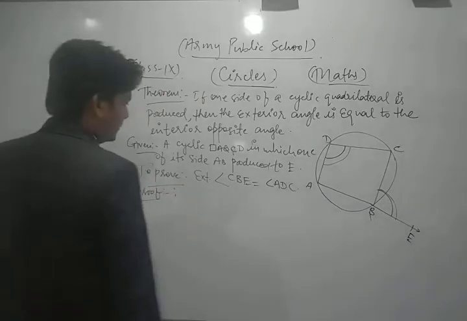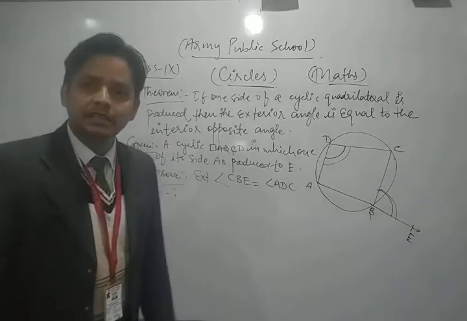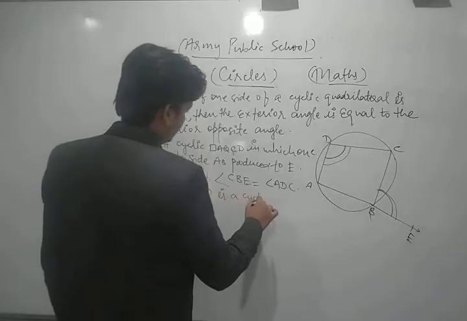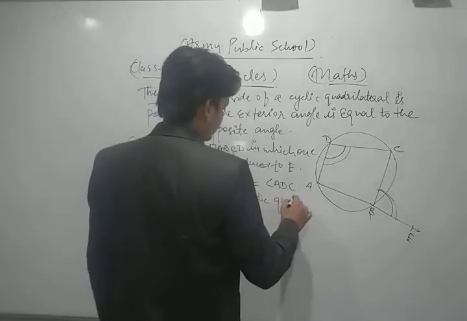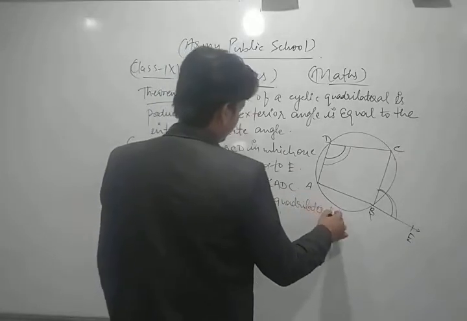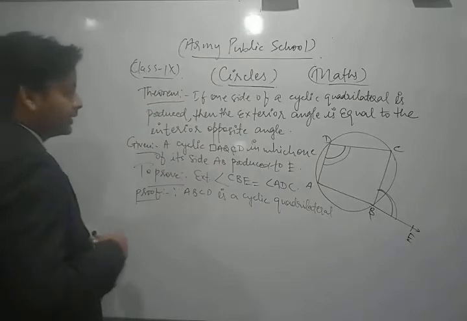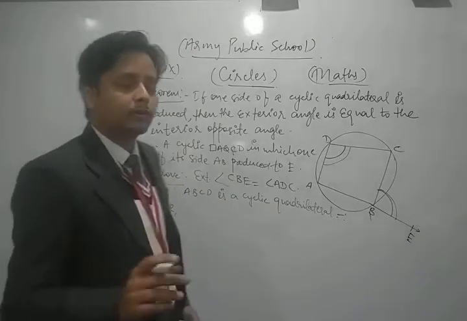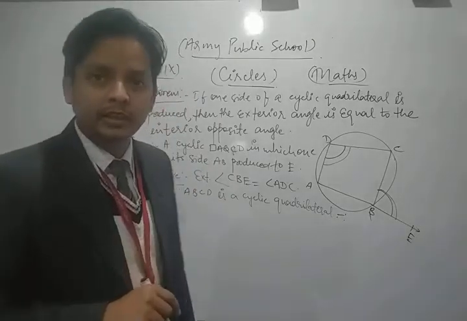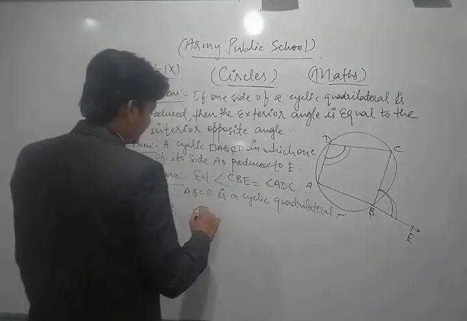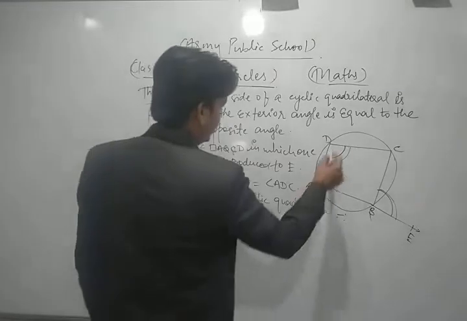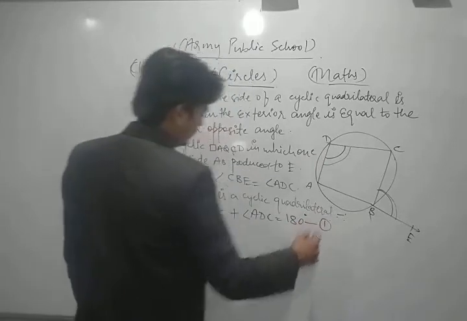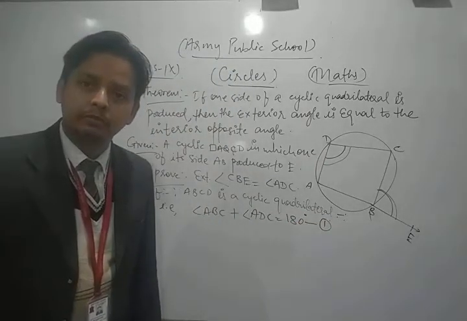Now, since, dear friends, ABCD is a cyclic quadrilateral, we know that the sum of opposite angles of a cyclic quadrilateral is 180 degrees, so angle ABC plus angle ADC is equal to 180 degrees. Take this as equation number 1, according to the theorem related to that.